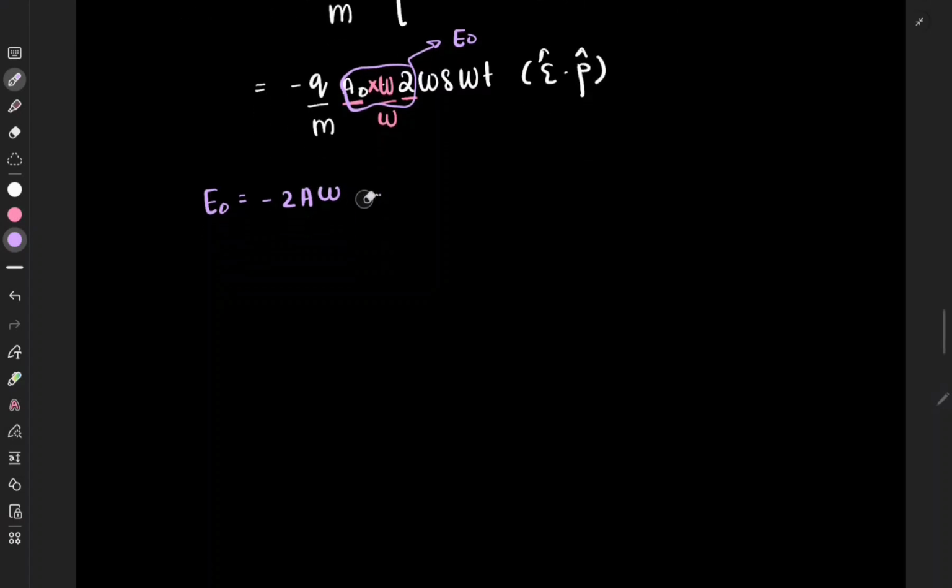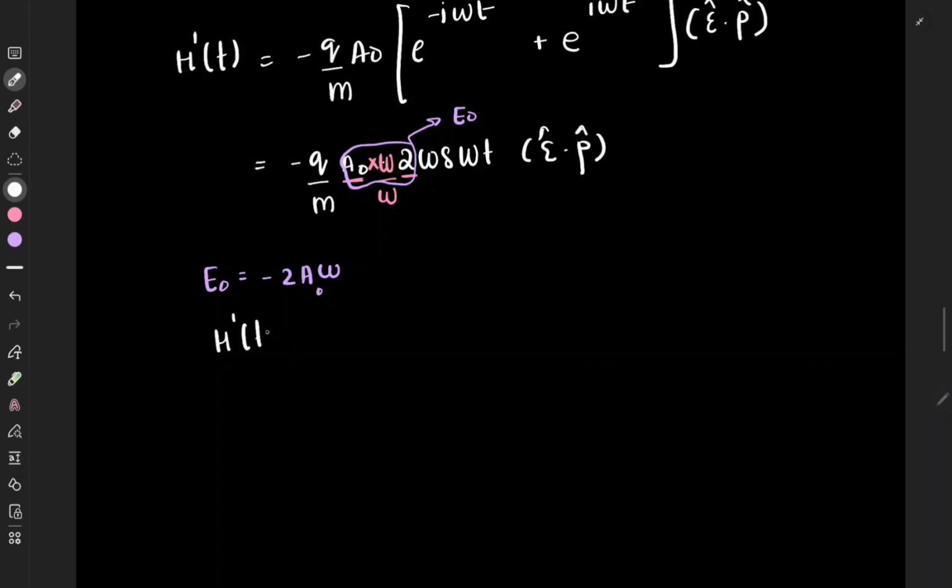Yeah, and you can rewrite it as H prime of t is equal to minus q by m, sorry, minus is also gone, E naught cos omega t epsilon cap dot p cap. Oh sorry, I missed out omega, so there's omega here. Yeah, so it's like q E naught by m omega cos omega t epsilon dot p. And we know epsilon is nothing but the unit vector of the electric field, and E naught is the maximum amplitude of the electric field.